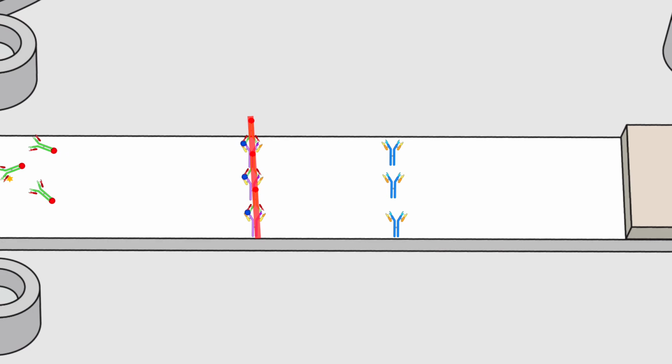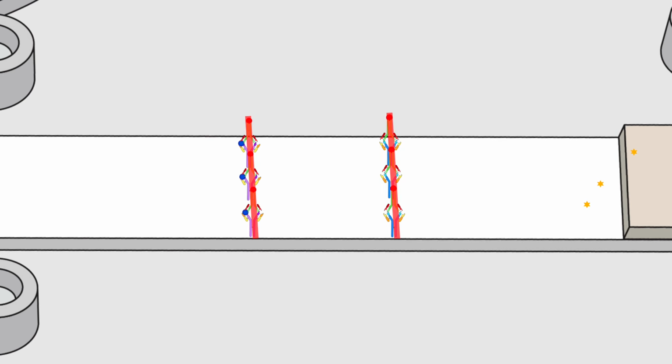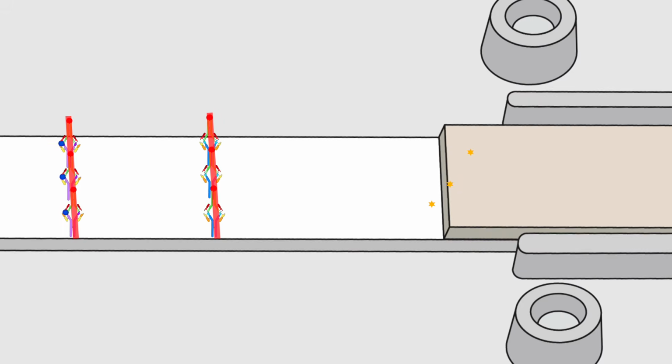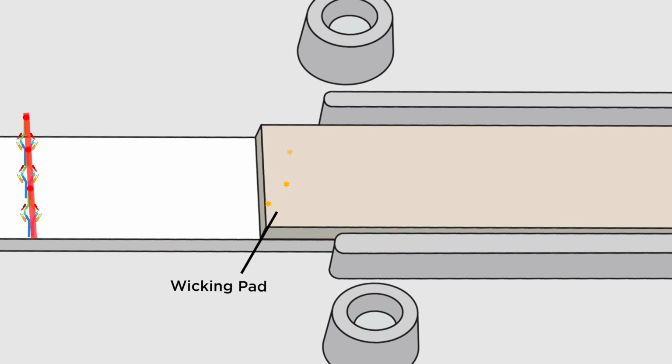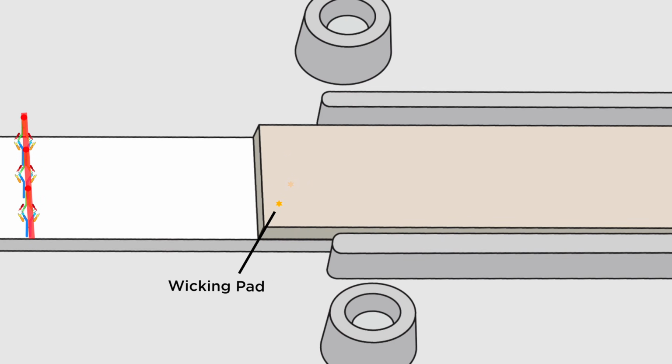Anything that does not bind to the capture antibody will continue to flow across the nitrocellulose membrane until it comes in contact with the second immobilized antibody line, the control antibody. Any detection antibodies that did not bind the antigen will be recognized by the control antibody and will be bound at the second line where a colored line will develop. The remainder of the sample will continue to flow through the device until it is absorbed by the wicking pad in order to prevent the sample from traveling backwards through the device, which can cause erroneous lines to form.